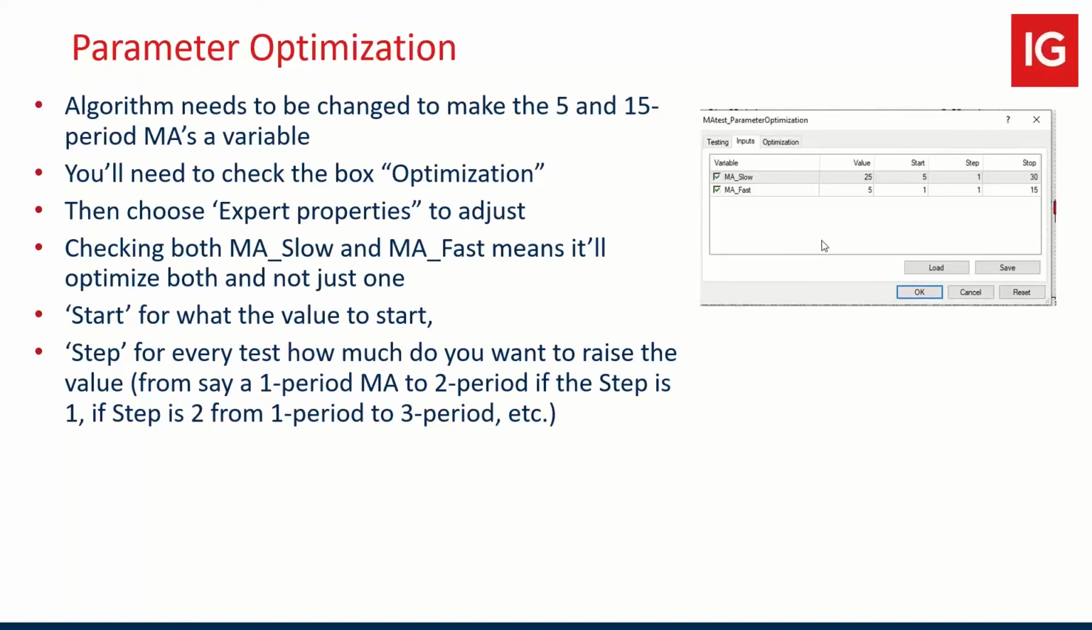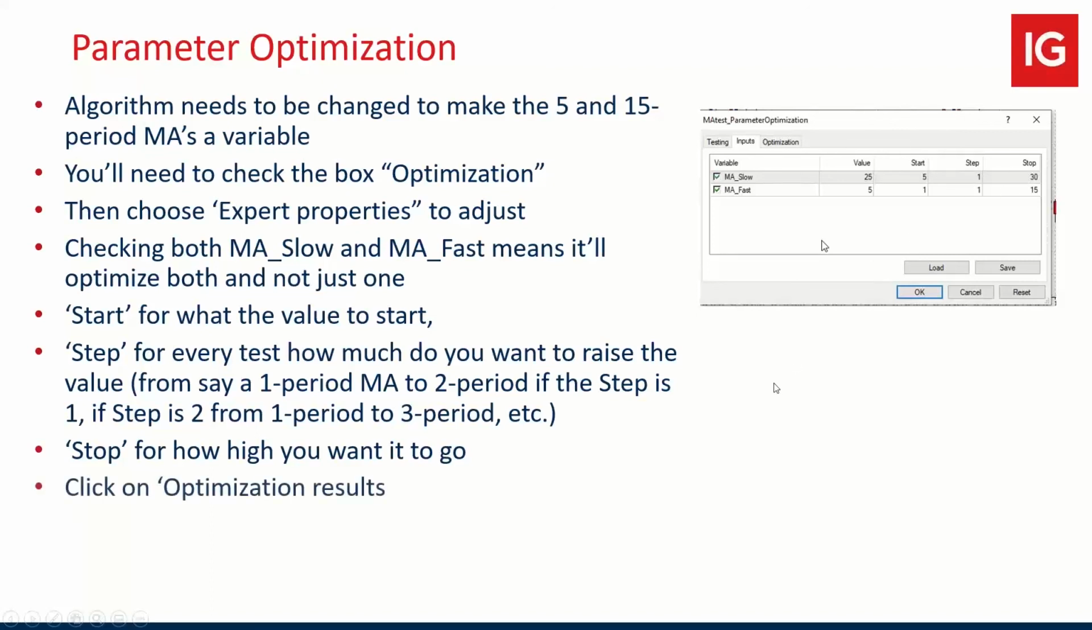Do you want to test a 5 and 10 and 15, or do you want to test a 1, 2, 3, 4, 5? That tells you what the step is for, and the stop is for how high you want it to go. So if I say I want the fast moving average to start at 1, test me the 1, the 2, all the way up to 15, but not above 15. And for the slow moving average, I want you to start at 5. I want you to move up by 1, so 5, 6, 7, 8, 9, all the way up to 30. So that's what you can do on that.